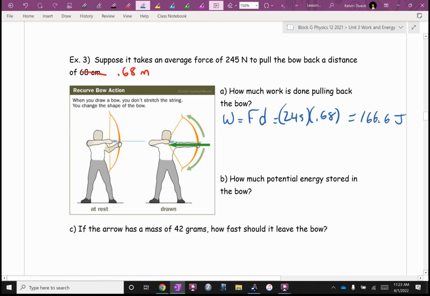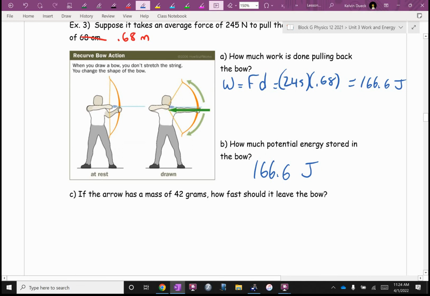The archer lost some energy, some food energy, when they pulled on the bow. That energy is now stored in the bow. How much potential energy is stored in the bow? A common mistake kids make is they see potential energy and think it's got to be mgh. Are we lifting this bow in a vertical direction? It's not mgh. You know how much energy is stored in the bow? The amount of work that we just did.